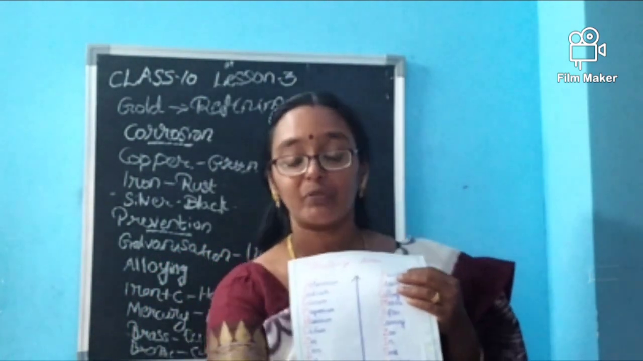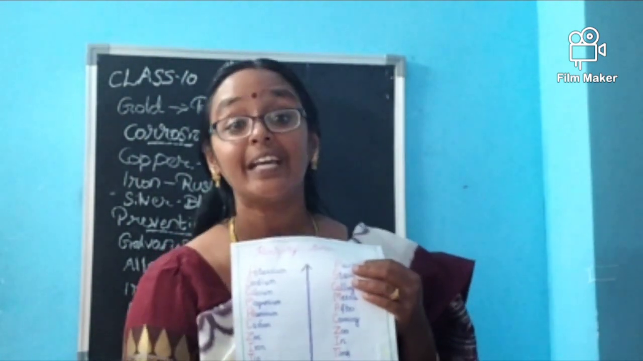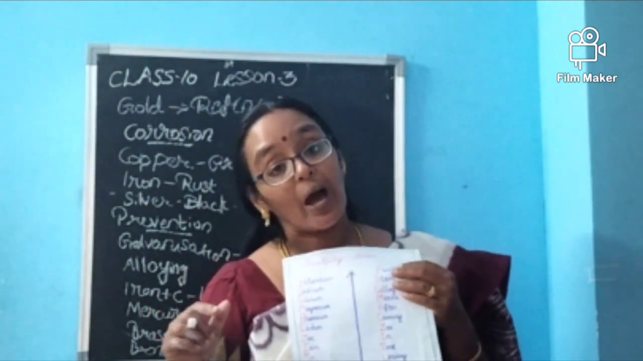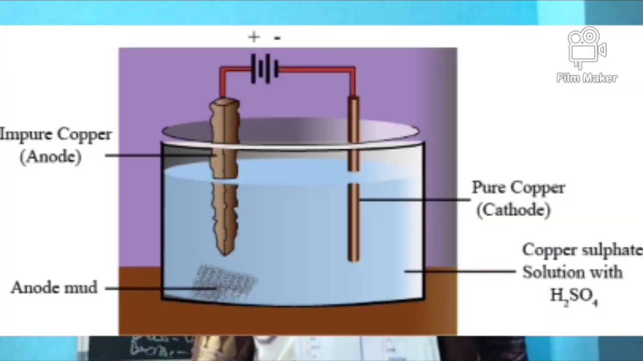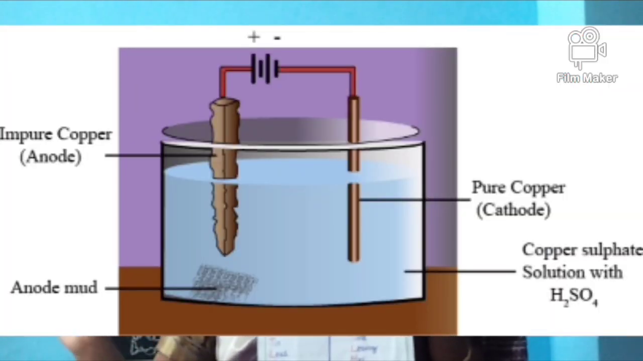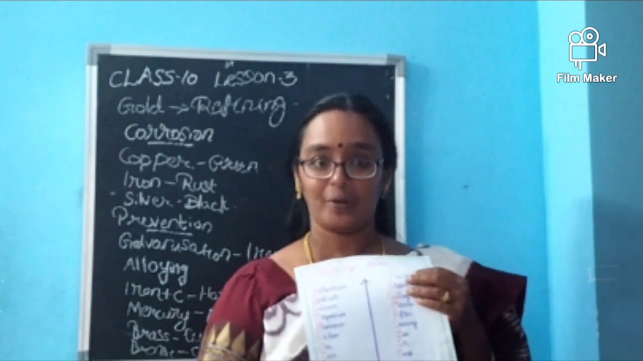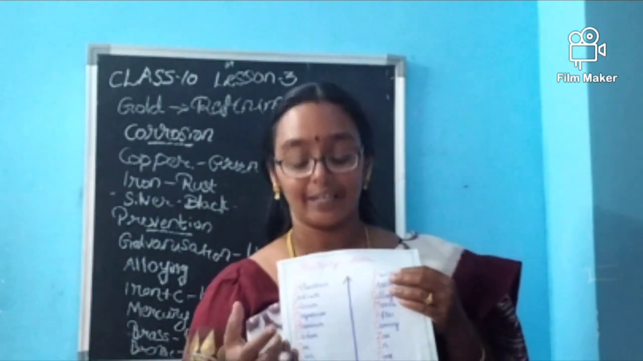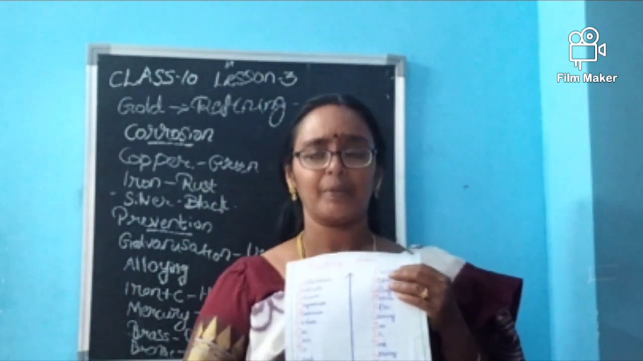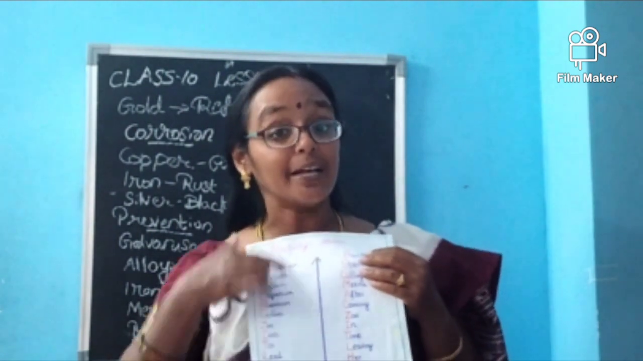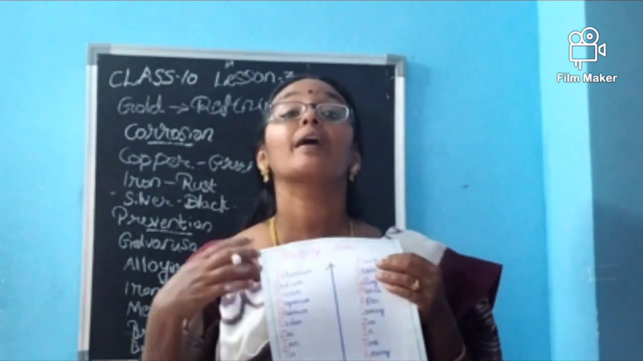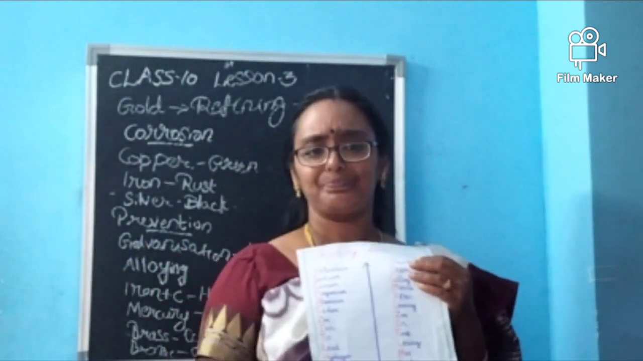So if we take the gold, it will not be as shiny as you are expecting. So we have to refine it. Refining is the only process we do for gold, and it becomes very shiny. So based on the reactivity, we have seen how we are able to extract the metal.